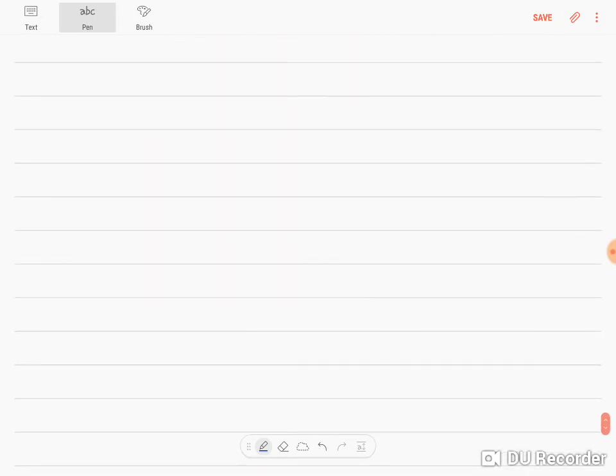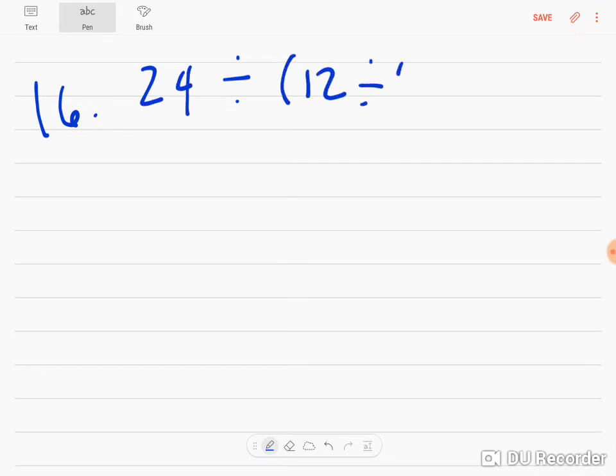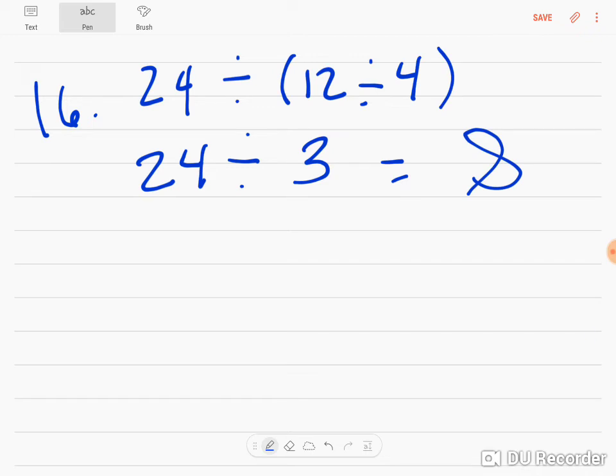16. It says 24 divided by, open parentheses, 12 divided by 4. All right. The rule of operations said that I must do the parentheses first. So I got 12 divided by 4 is 3. And now I got 24 divided by 3, which is 8.